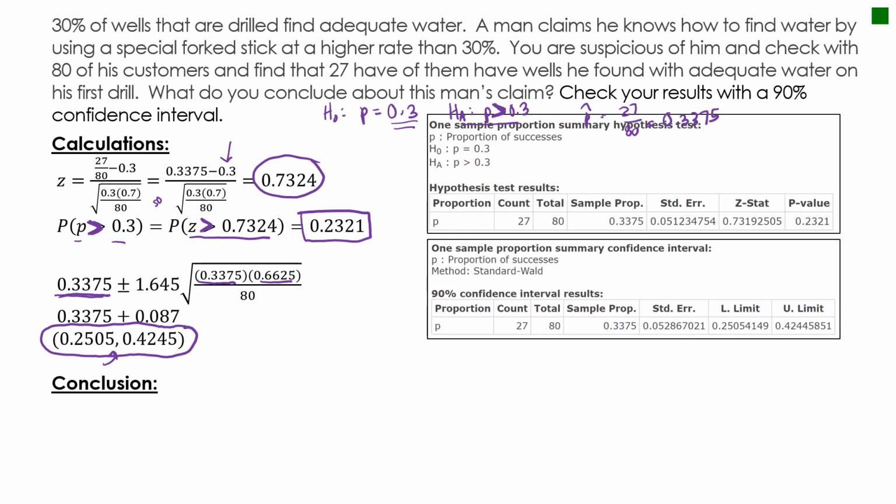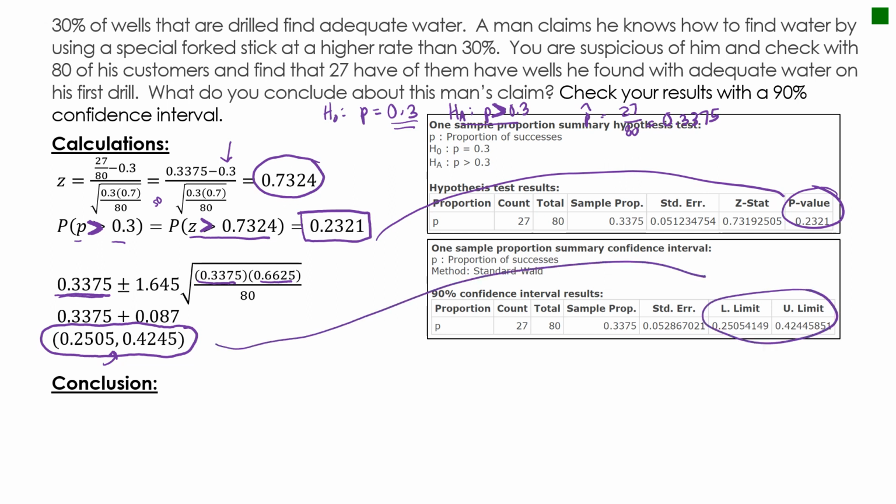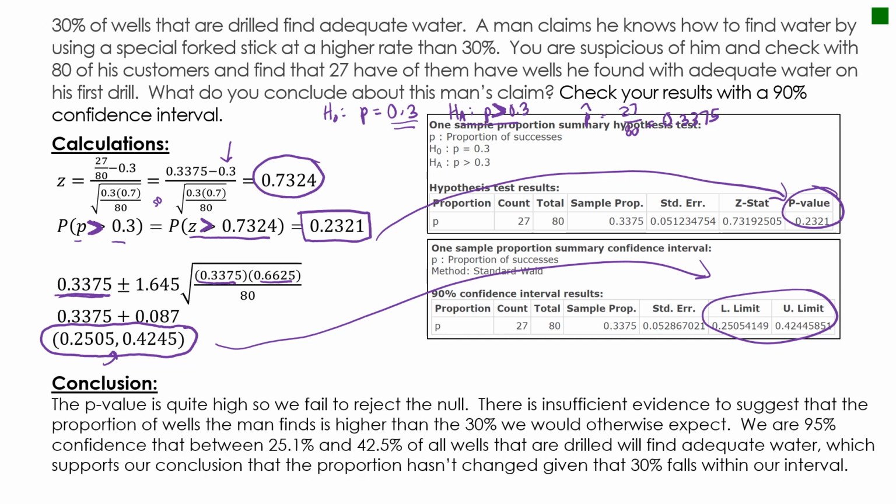Use StatCrunch to verify your results. Notice my p-value matches my p-value, my interval matches my interval, and if it doesn't, go back and check your work. My conclusion: the p-value is quite high, so I fail to reject the null. There's insufficient evidence to suggest that the proportion of wells the man finds is higher than the 30% we would otherwise expect. We are 95% confident that between 25.1 and 42.5% of all wells that are drilled will find adequate water, which supports our conclusion that things haven't changed, because 30 is in the interval.